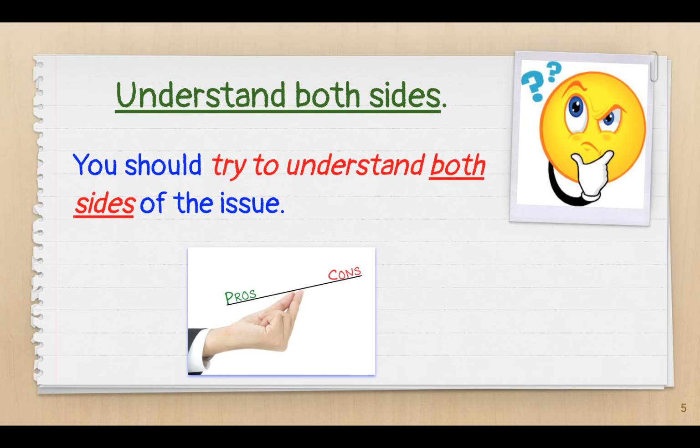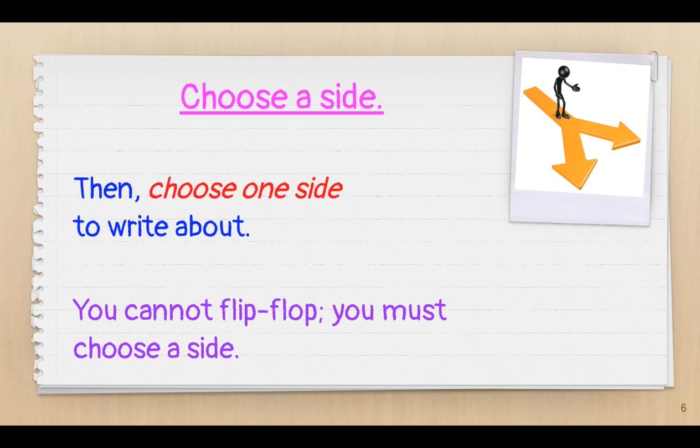For an argument essay, you do want to attempt to understand both sides of the issue. I know sometimes you're given a topic that you already understand a little bit or already feel strongly about. Try to resist the urge to jump onto one side of the argument initially. You do want to really try to understand both sides the way they're being presented. But when it does come time to actually write your essay, you will then have to choose one side.